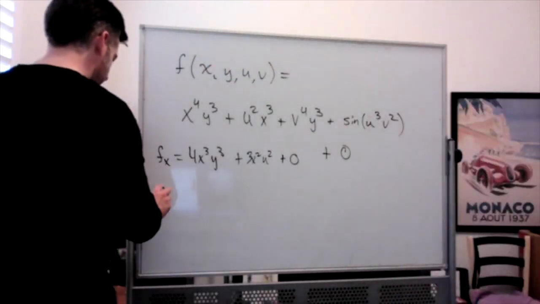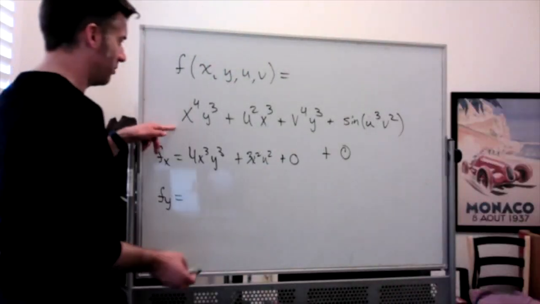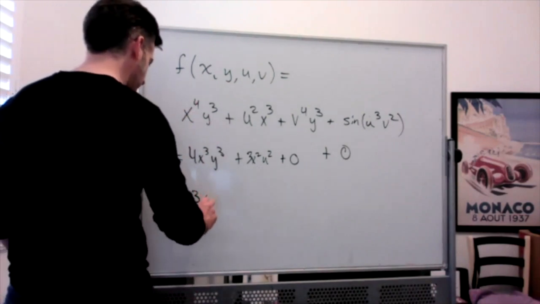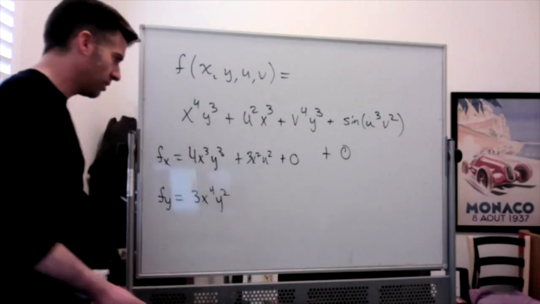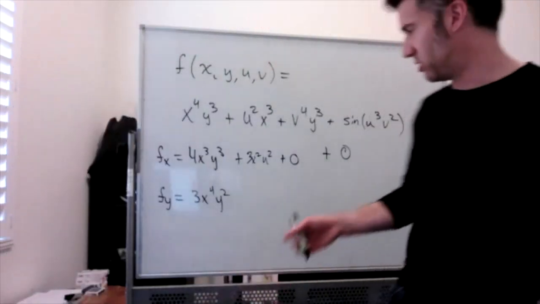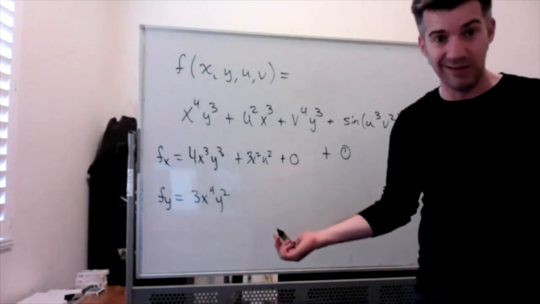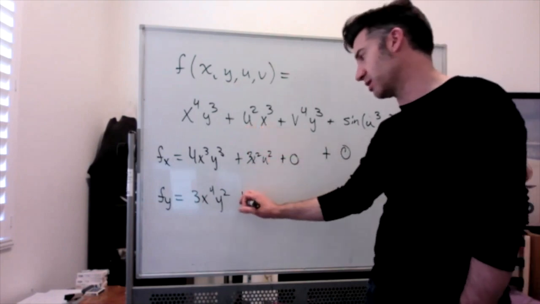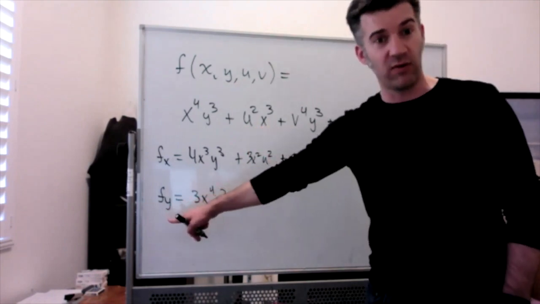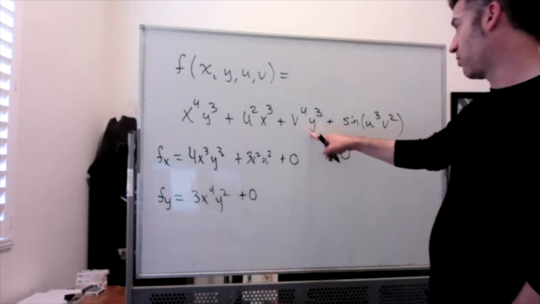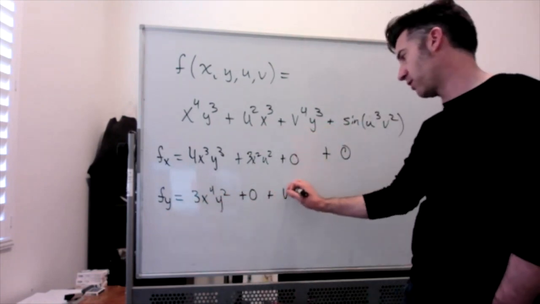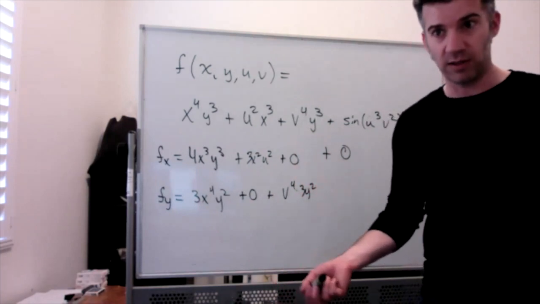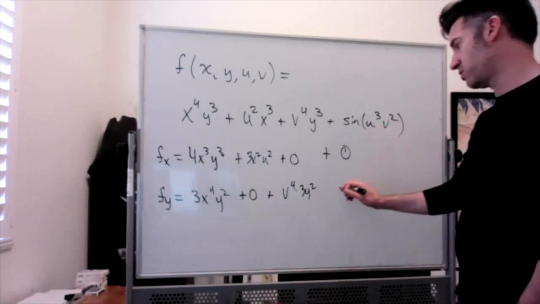Let's find f_y. So now this part here, I'm going to get x to the 4th times 3y squared, which I'm going to write as 3x to the 4th y squared. The derivative of u squared x cubed is going to be 0 because there's none of the variable we're differentiating with respect to. The derivative of v to the 4th y cubed is going to be v to the 4th times 3y squared, which I would write as 3v to the 4th y squared. And the derivative of sine of u cubed v squared is going to be 0.